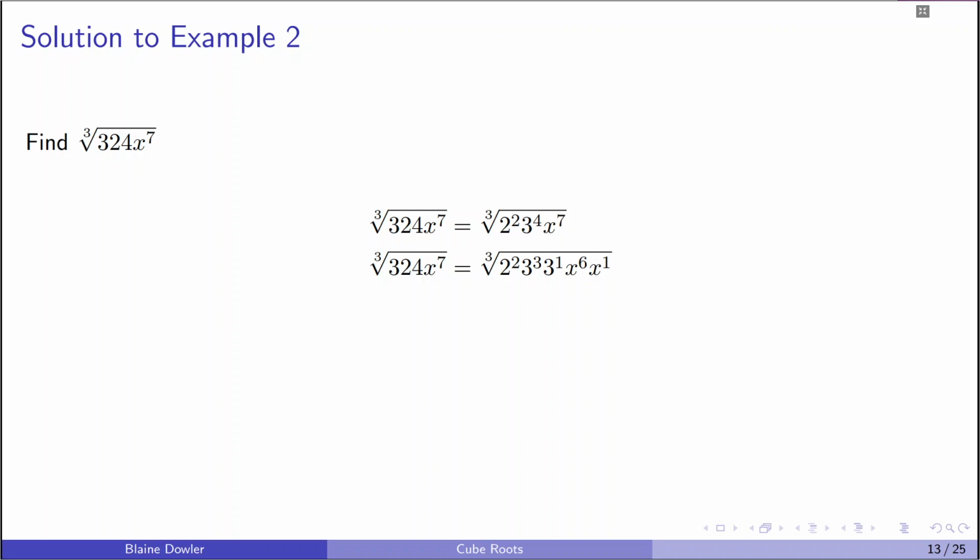So we're breaking down our 2's, our 3's, and our x's. Now those multiples of 3's, the 3 cubed and the x to the 6, we pull them out, divide the exponents by 3. It gives us 3 to the 1, x squared. That is what's outside. We still have a 2 squared, 3, x on the inside. So the cube root we're looking for is 3x squared and the cube root of 12x.